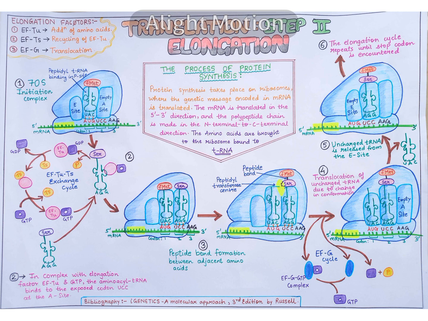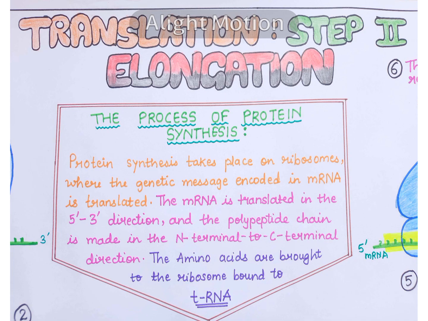My topic is Translation Step 2 Elongation. In this video, we will see how elongation of the polypeptide chain in translation takes place. Elongation is the stage where the amino acids are brought together by forming peptide bonds and make proteins. So now let's see how elongation takes place.